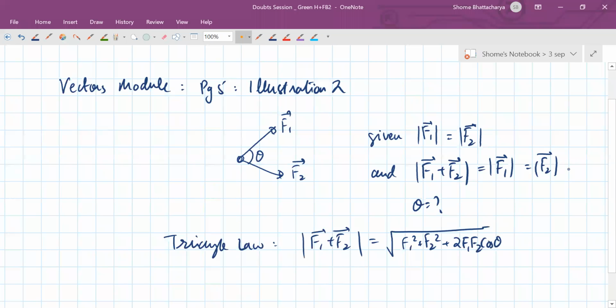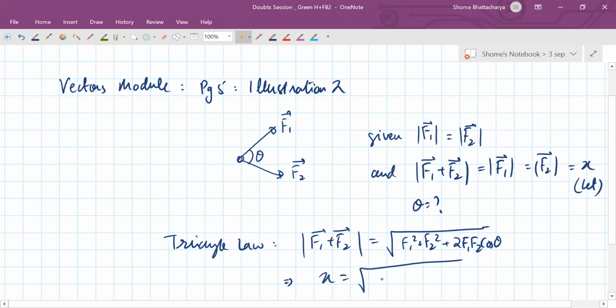Now what to do in this, substitute this as suppose some x. Because all three of them are same, so let us assume that its value is x. So what we'll get is x is equal to square root of x square plus x square plus 2x square cos theta.